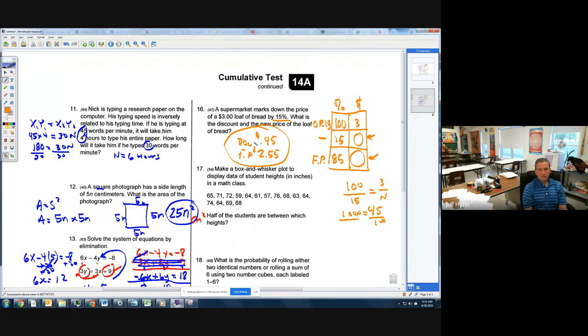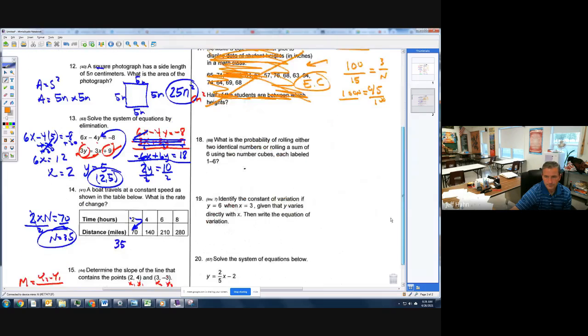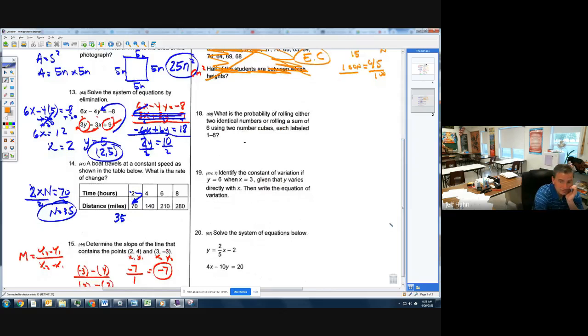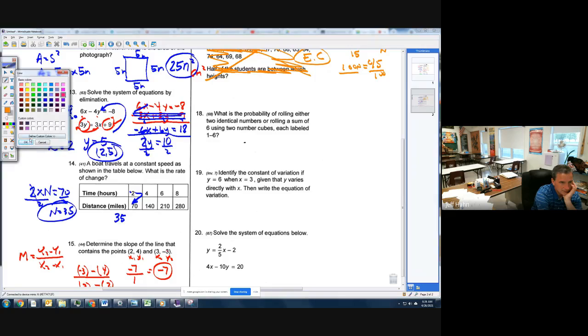Making a box and whisker plot to display said data in math class. You know what? In the interest of time, I am going to skip this problem. We're going to skip 17. I'll tell you what, if you have time, do that last, and I will give you extra credit for it if you want to do it. But right now, I've got some time constraints that we need to deal with. And that just takes a long time. So if you want to do it, you feel confident about it, and you have the time, by all means, take it in.